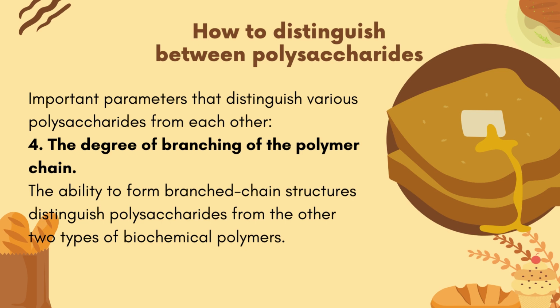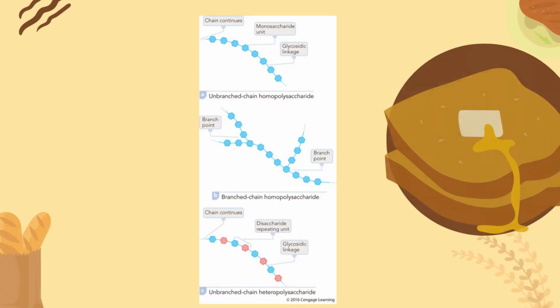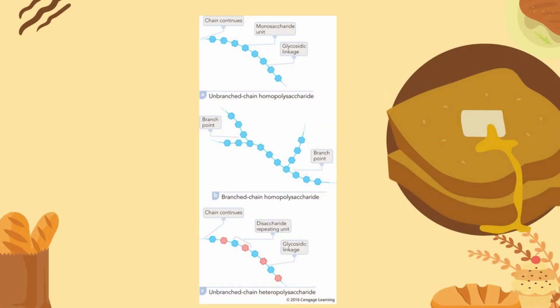Fourth parameter is the degree of branching of the polymer chain. Now, the ability to form branched chain structures distinguishes polysaccharides from the other two types of biochemical polymers. That is because the chain formed in polysaccharides is not necessarily a single straight chain. There are instances where branching happens in the structure of these very long chains of monomeric units. So it could either be branched or unbranched.